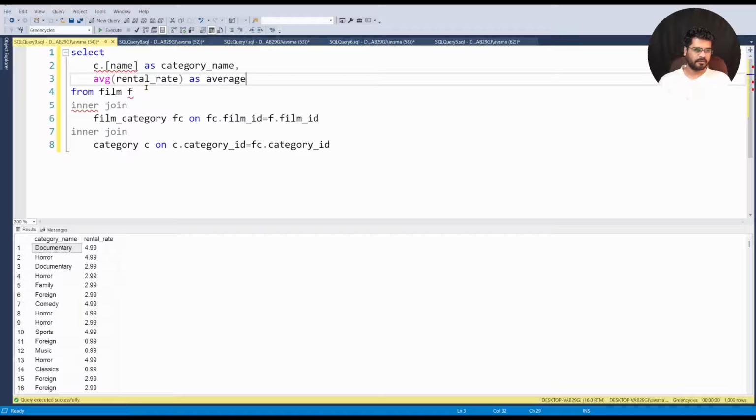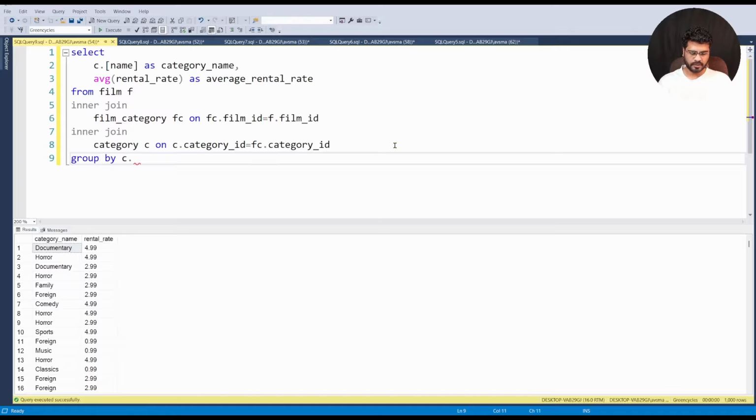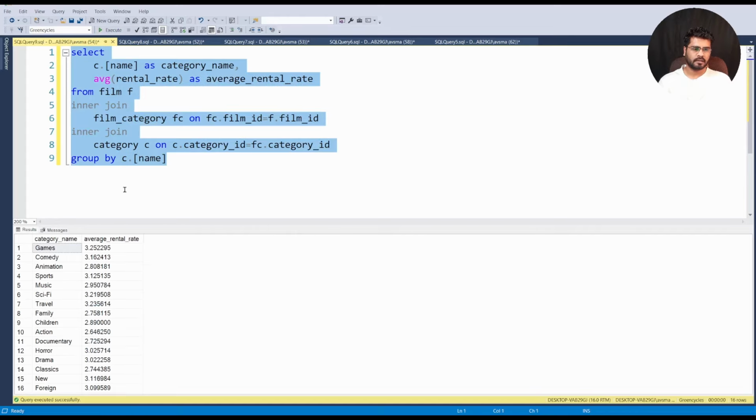as average rental rate, and since we have applied the aggregate function, we would also need to group by the non-aggregated column. So we will group by c dot name. So here if you see, now we have aggregated as well as grouped it. Let us execute this and see the result. So here if you see, for each category we have the average rental rate, but here we want to limit it to 2 decimal points.